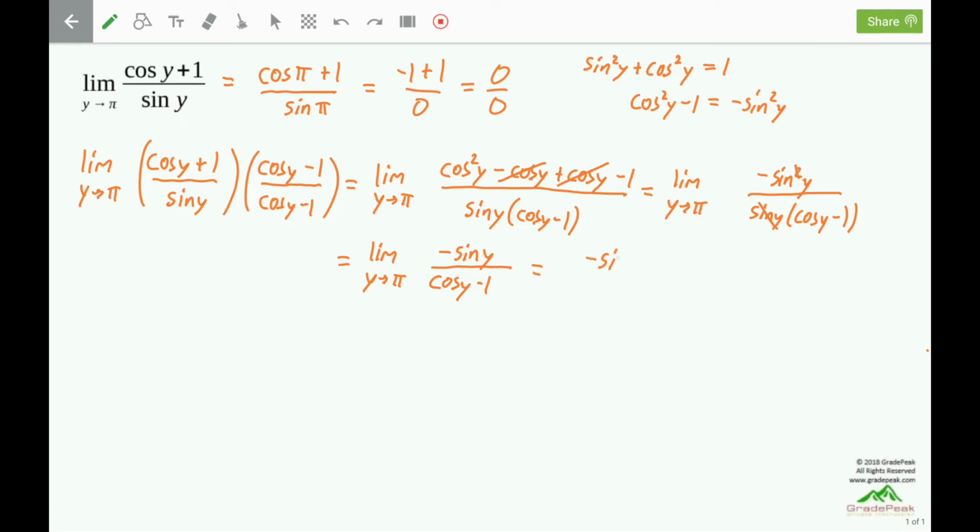And that will give us the negative sine of pi divided by the cosine of pi minus 1. The sine of pi is a 0. The cosine of pi is a negative 1. The negative of 0 is just 0. Negative 1 minus 1 is a negative 2. 0 over any non-zero number is equal to 0.